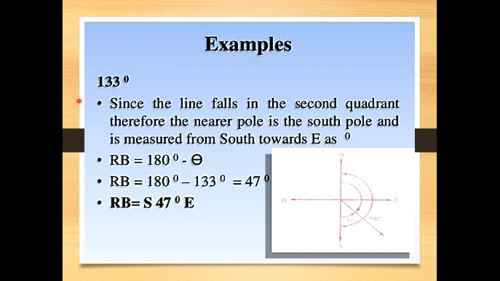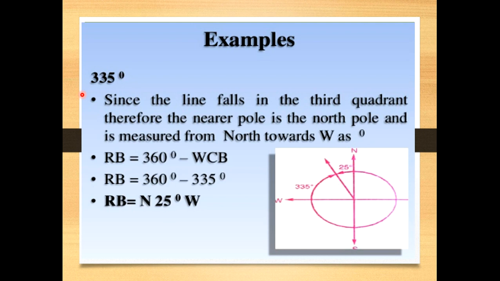Then third is the 133 degree. Since the line falls in the second quadrant, the nearer pole is south pole and it is measured from south towards east in degrees. So RB is calculated by the formula RB = 180 minus WCB. So RB is equal to 180 minus 133, which is 47. So we write the RB value in quadrant form: RB is equal to S 47 degree E.